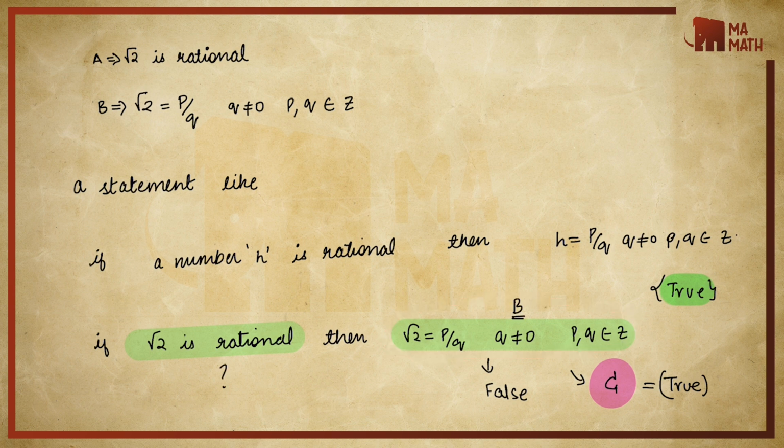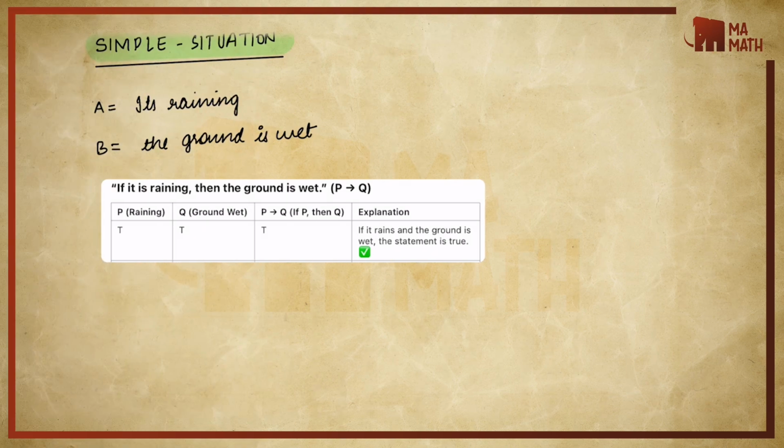So what about root 2 equal to rational? Is it false or true? That we have to figure out. So to understand this, let's take a very simple scenario. Now imagine I have two statements. Statement A is it's raining. So you are standing outside your house and it's raining. Now statement B is the ground is wet. Okay, these are two independent simple statements.